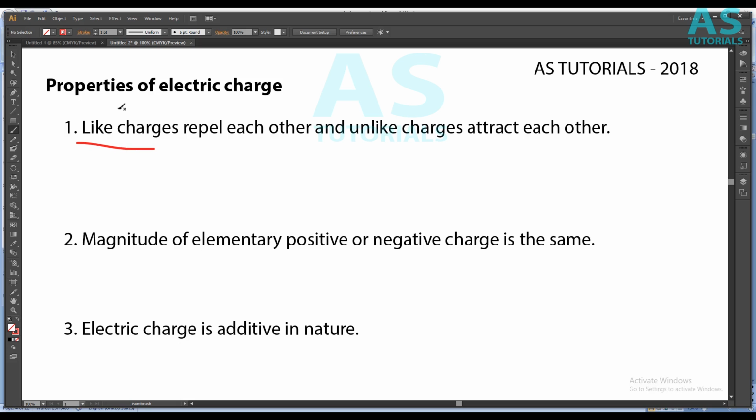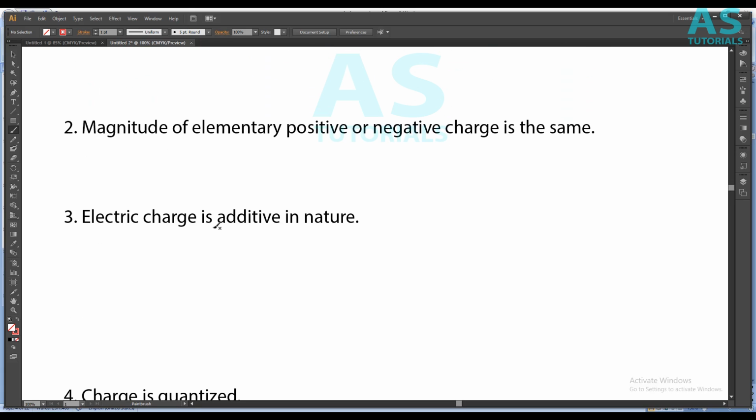Hello friends, in this short tutorial I will be talking about the properties of electric charge. The first property is that like charges repel each other and unlike charges attract each other. This is a very simple property that I had already explained in the first tutorial. And in the second property, the magnitude of elementary positive or negative charge is the same.